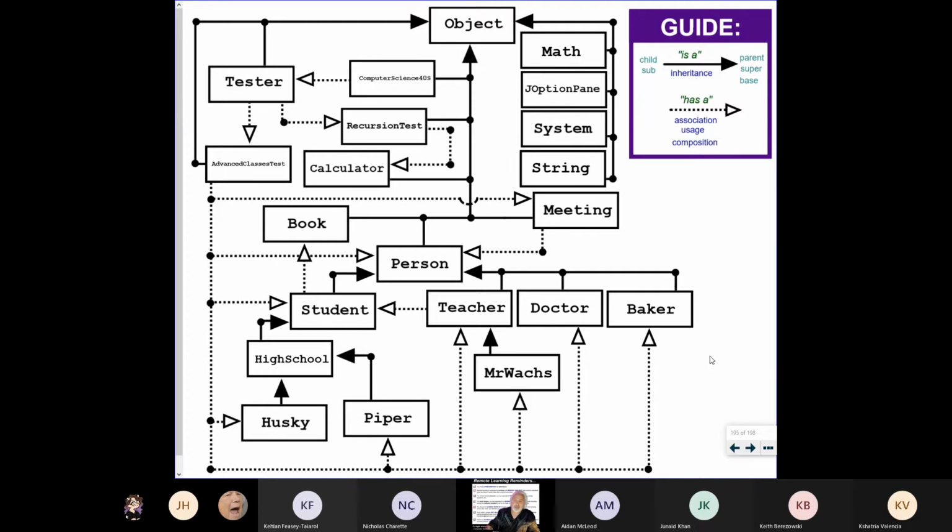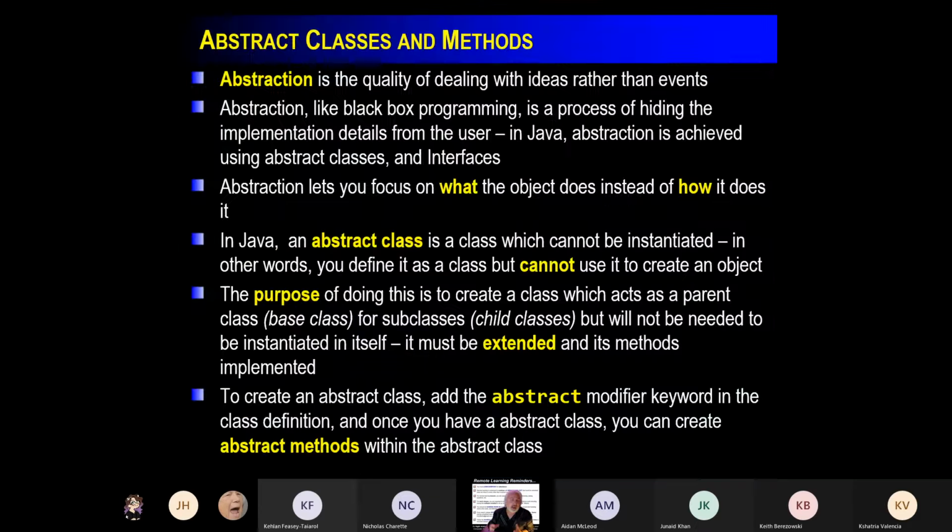A high school class would qualify as an abstract class. It's a class that I never make an object with. I never say high school equals new high school. I never do that, okay? So what's the purpose of making a class abstract? Because if you make it abstract, it can never be turned into an object. The purpose of this is to act as a parent class, which is what high school does. It's the parent of Husky and it's the parent of Piper. So it acts as a base class for all subclasses, knowing it's never going to be instantiated, okay?